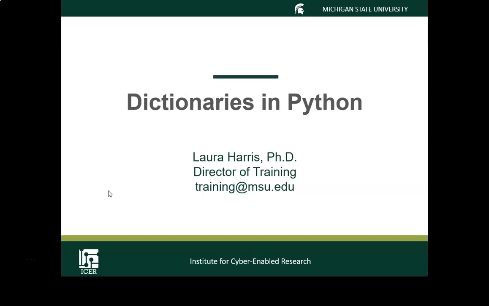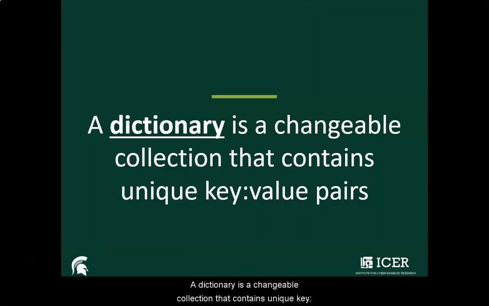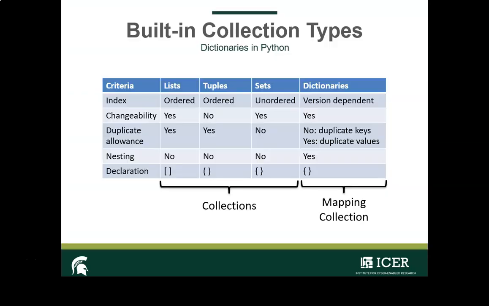So let's get started. A dictionary is a changeable collection that contains unique key-value pairs. You have seen other collections before: lists, tuples, and sets. Dictionaries are a different type of mapping collection. This is because of the unique key-value pairs that exist within dictionaries. This allows users to map keys to particular values, which was not accomplishable in other collection types.